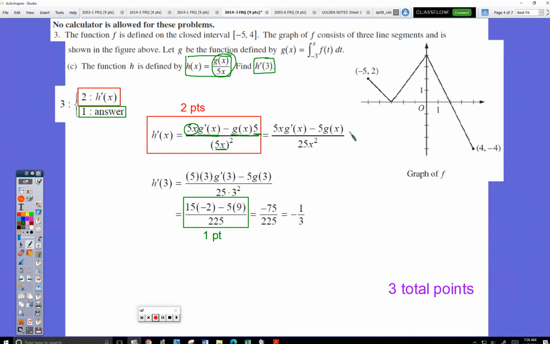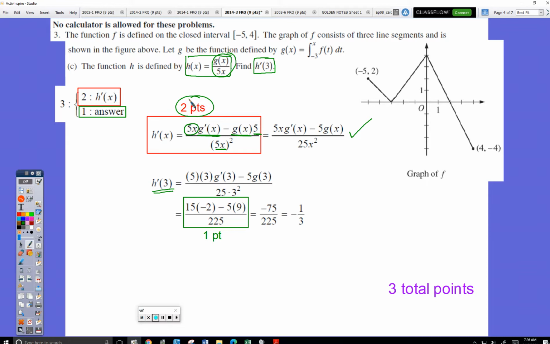You don't have to do this. Now we've got to go find h prime of 3. Just that was 2 points. So that's why you always are writing, because if you're reading and writing, you're likely earning points. Once you stop writing, you stalled. It's time to move on.